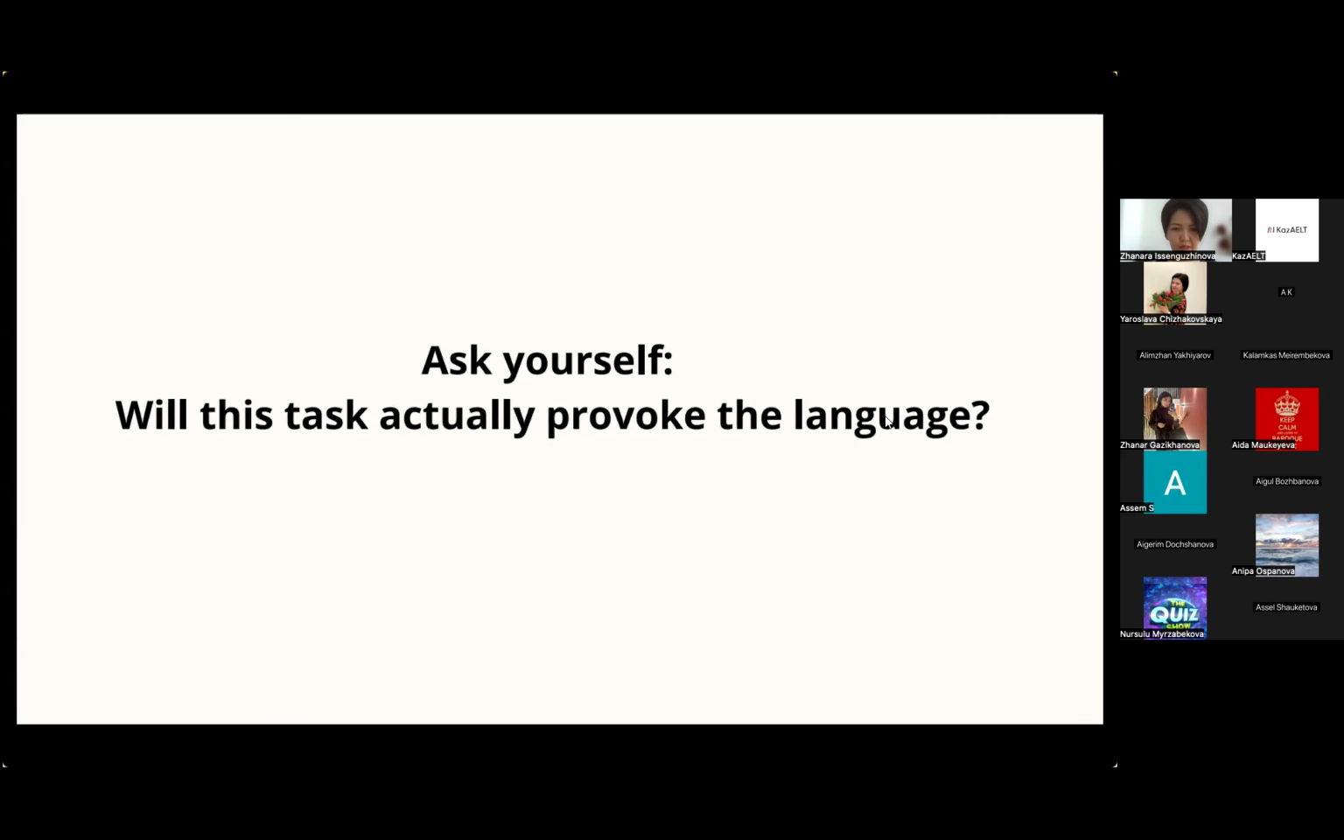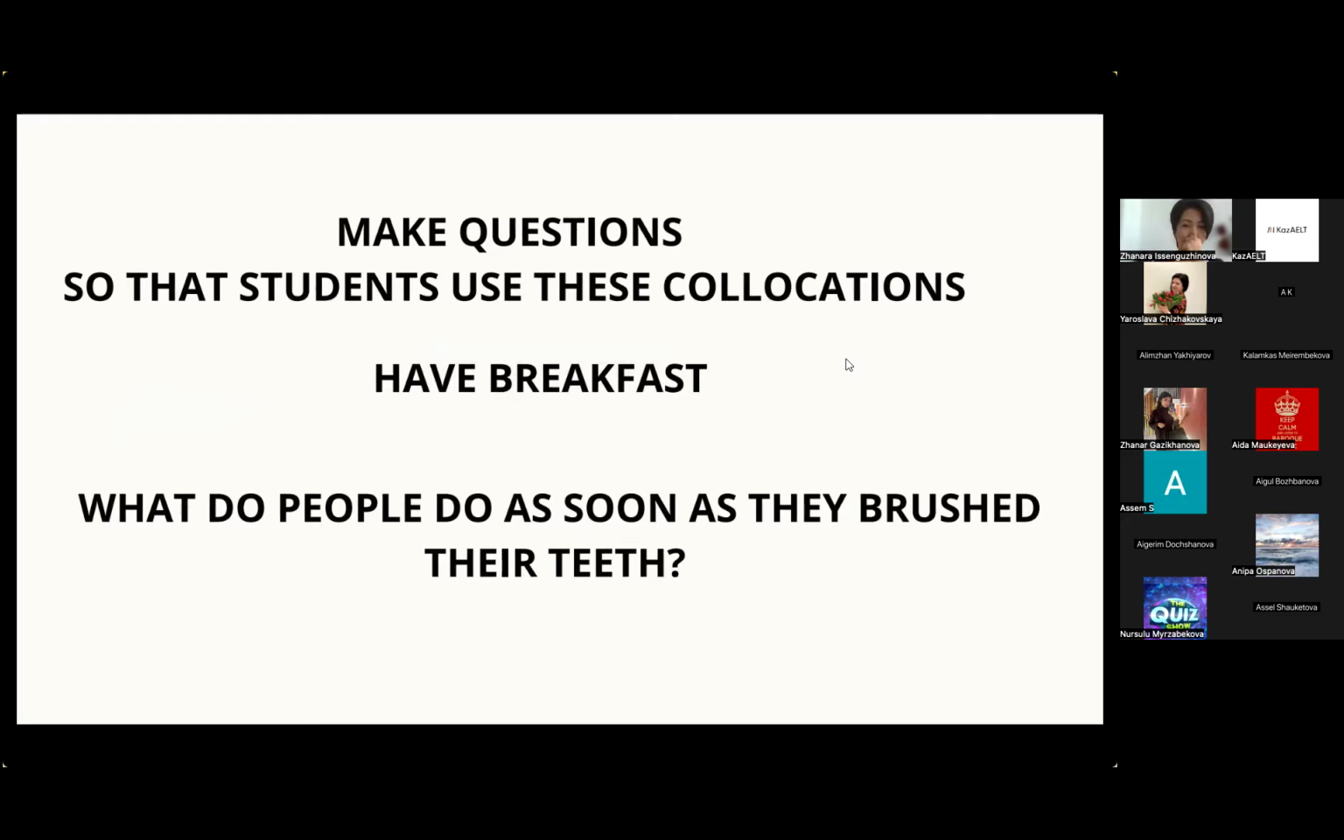You always have to ask yourself, will this task actually provoke the language I need? Is it actually reaching the goal I set? So let's give it a try. For example, we need the student to use this collocation, have breakfast, and let's do it through a question. For example, what do people do as soon as they brush their teeth? Now, can you put your own ideas on how to trigger this exact collocation? What questions can we ask to hear this collocation? Put it in the chat, please.